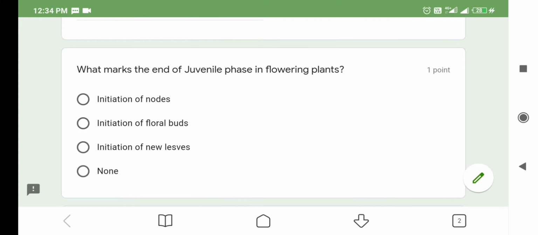The juvenile phase is known as vegetative phase in plants. The end of juvenile phase marks the beginning of reproductive phase during which plants start to flower. So here, the end of juvenile phase in flowering plants marks the initiation of floral buds. So option number 2 is correct.